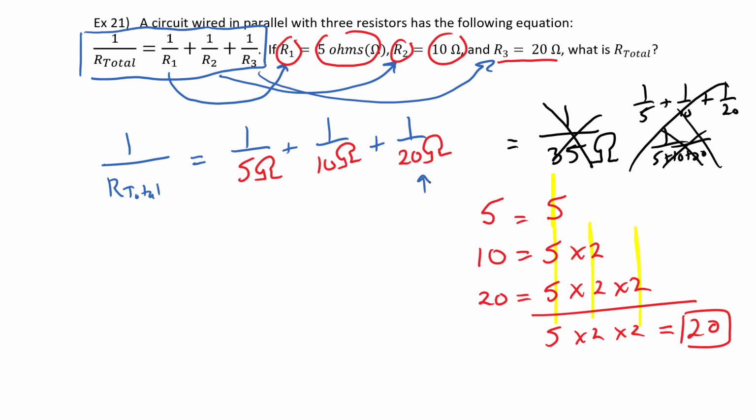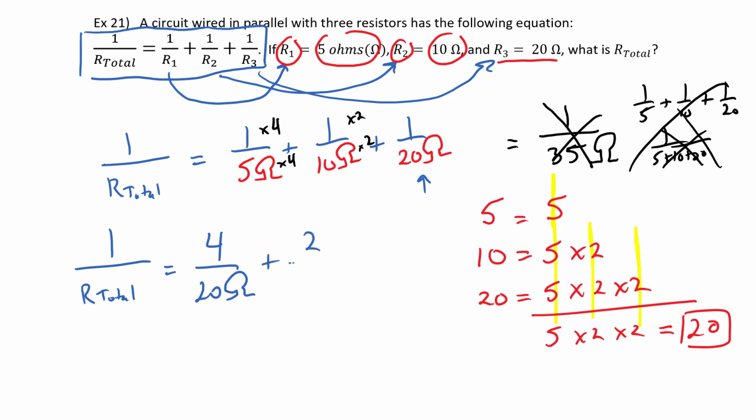First one remains the same. It's already as 20. This one, let's multiply by 2, multiply the top by 2, multiply by 4, multiply by 4. So now we get 1 over R total is equal to 4 over 20 ohms plus 2 over 20 ohms plus 1 over 20 ohms.